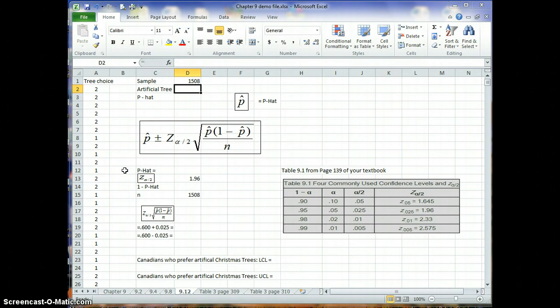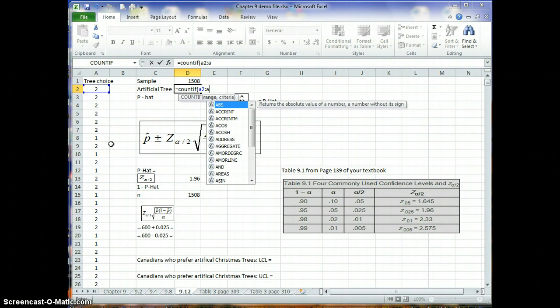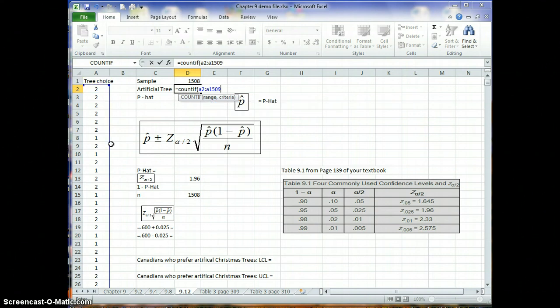So what we're going to do is use the COUNTIF function again. COUNTIF, open paren, and the range is going to be A2 because tree choice, the label, is in A1, and we're going to go to A1509 because the sample size is 1508. And then the criteria in this case would be if they answered 2. And hit enter.